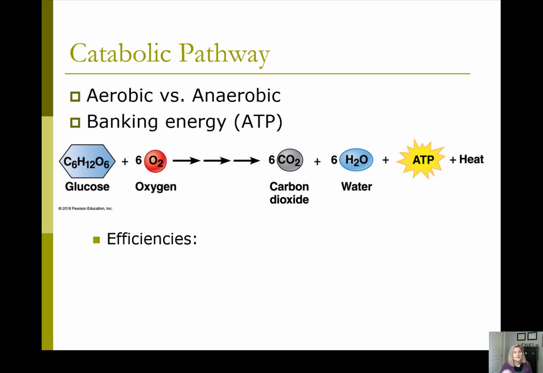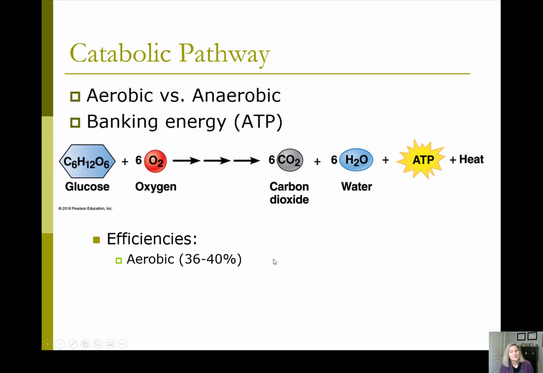As far as aerobic cellular respiration, it's a fairly efficient conversion of the energy stored in glucose into this usable form of ATP. It's about 36 to 40% efficient. You might think, well, that doesn't seem like much, it's only a maximum of 40% efficient. That means 60% of that energy gets converted into heat. That doesn't sound very efficient.